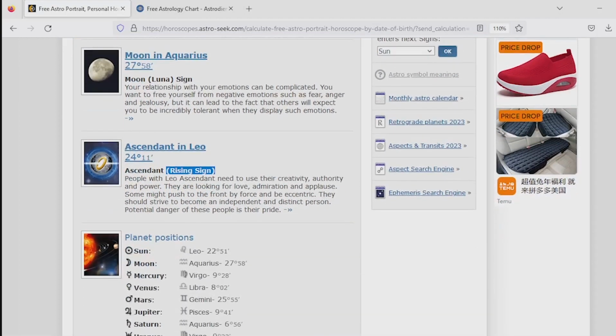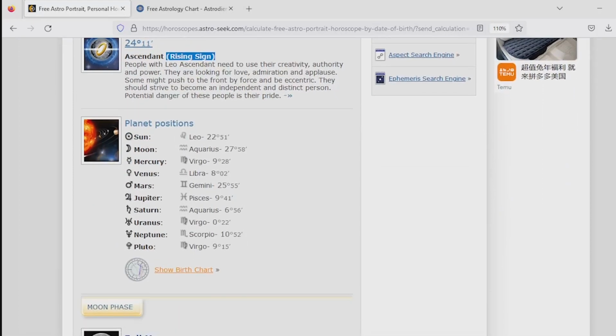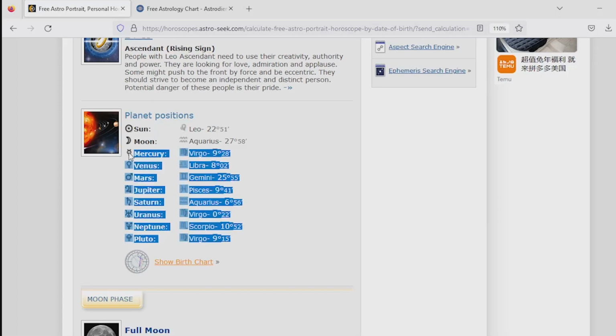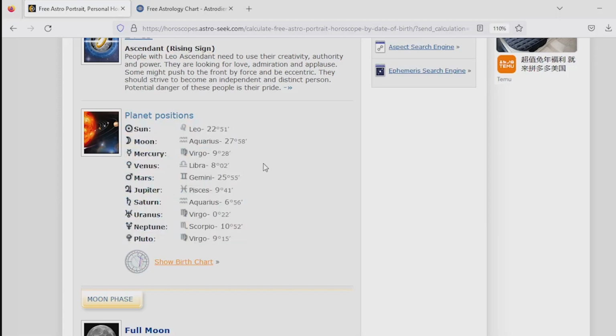Now you can continue to scroll down, and in this particular lesson for the big three, the sun, moon, and rising, we're not going to be going over all the planets. We'll be going over that in lessons in the future. But for this lesson, we're only going over the sun, the moon, and the rising. But you actually can see right here all the other placements, and this is important to take note of and just start to learn the symbols.